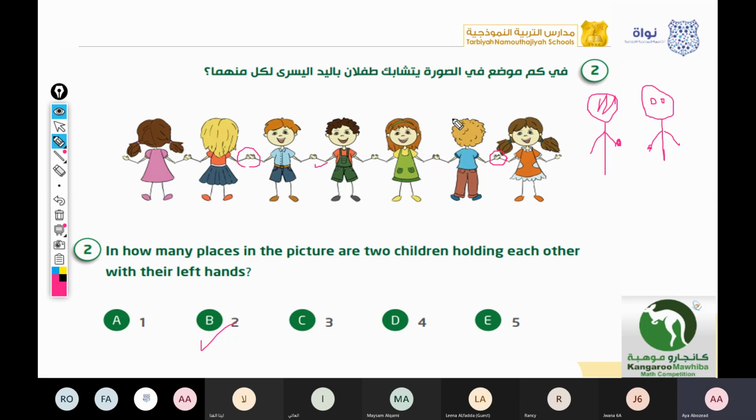For me, I start with drawing because in the exam, with the stress, maybe you forget where is the right and where is the left. So you have to draw. Any questions? No. Excellent. Maysam, you get 3 marks. Good job. Next.